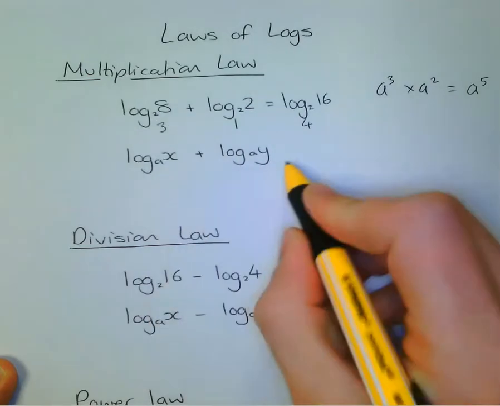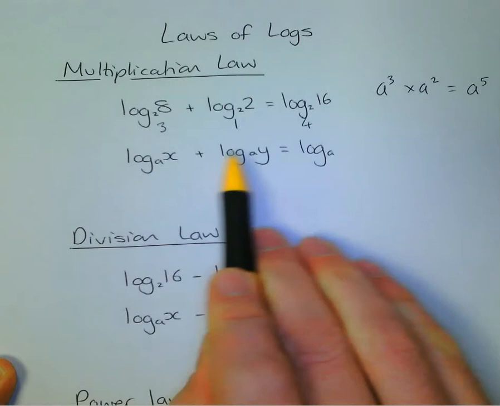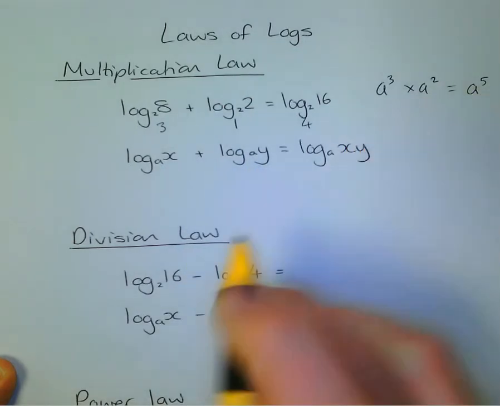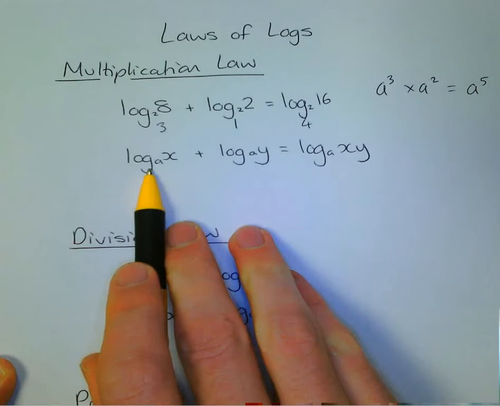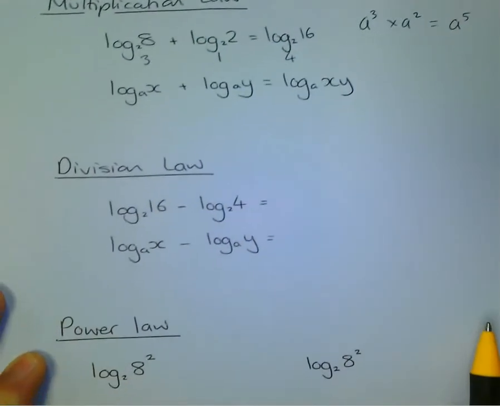So here's a general rule. Our base value is still a. And what are we going to do with the x and y when we see an add? We're going to multiply them. So that's what you need to remember. But you already kind of know it if you know your indices. The same thing can be said about the division law.